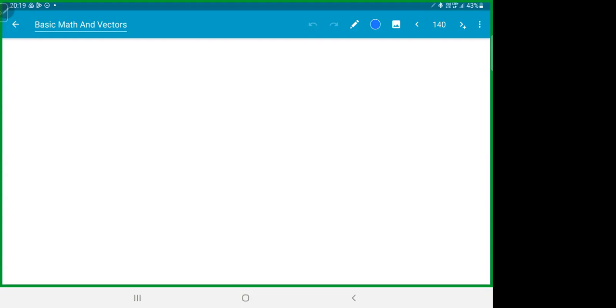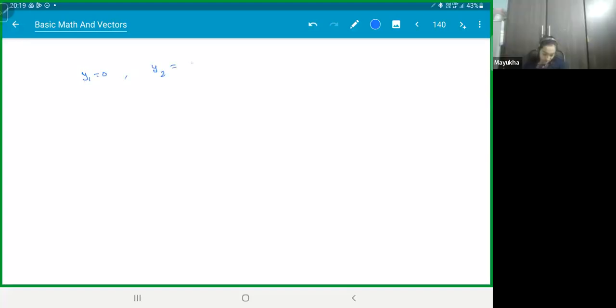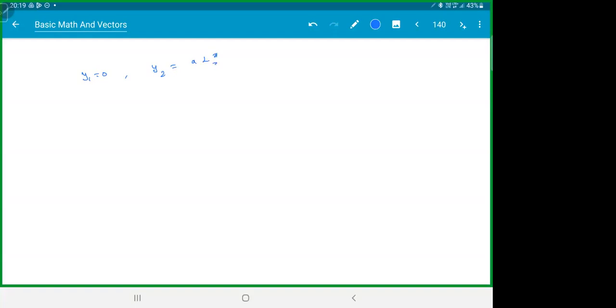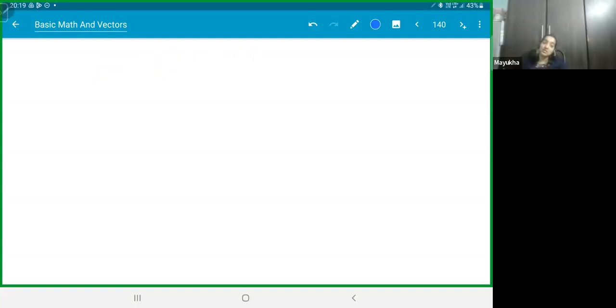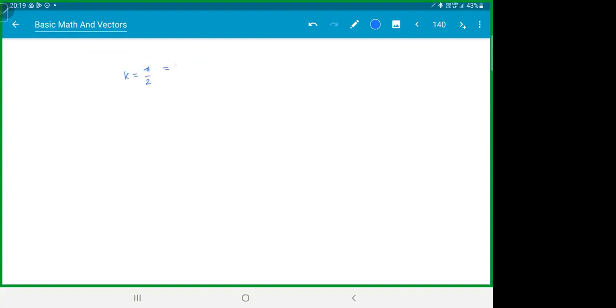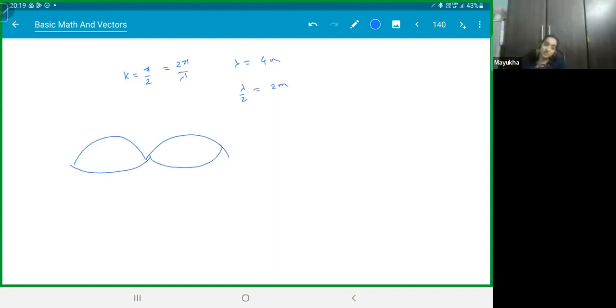X is equal to 0, what do you get? Check it there. If you put t0, x0 क्या आएगा? y1 0 होगा. Yes, sir. y2 will be some a sin pi by 3 ना? So that's not a node, right? Yeah. और यहाँ पे lambda कितना था? k is pi by 2, which is 2 pi by lambda. So lambda is how much? 4 meter. So lambda by 2 is 2 meter, right? That means the distance between each loop is how much? 2 meters.